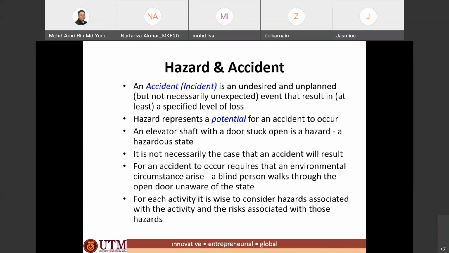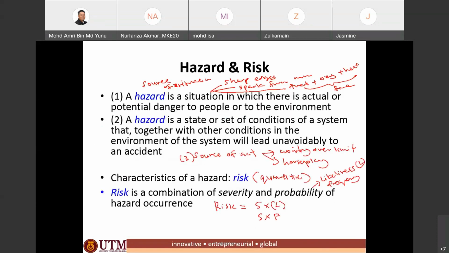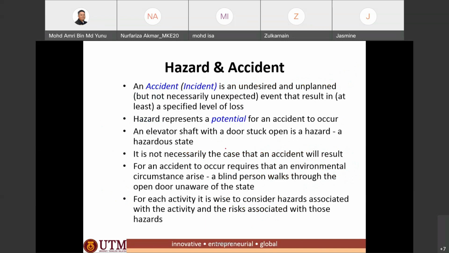For example, an elevator shaft with the door stuck open. That is a hazard, and it is a source of situation. So this is a situation hazard, or a hazard caused by a situation. An accident may not necessarily happen, but it has a possibility.